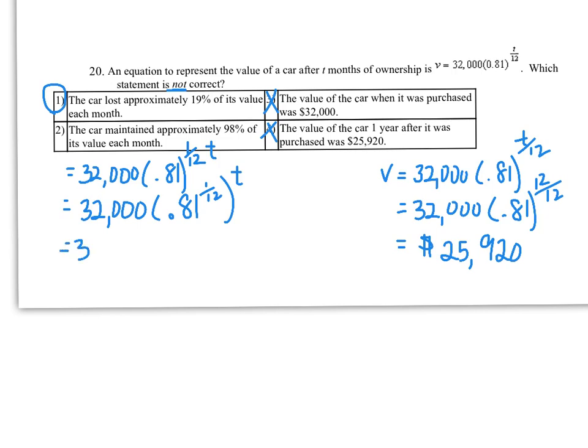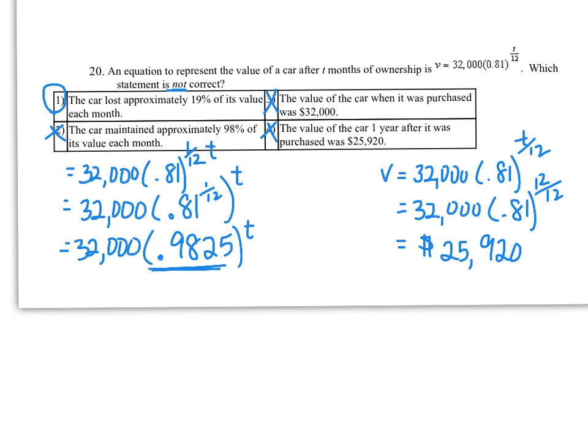So let's bring down this 32,000, and then I'm just going to take my calculator and do 0.81 to the 1/12 power. And when I do that, I get 0.9825. And bingo, look at that. This is the percentage that represents what the car is maintaining in value each month, which matches with choice 2. So therefore, it cannot be the answer because we are looking for something that is not correct. So then lastly, obviously, by process of elimination, we know the answer is choice 1.